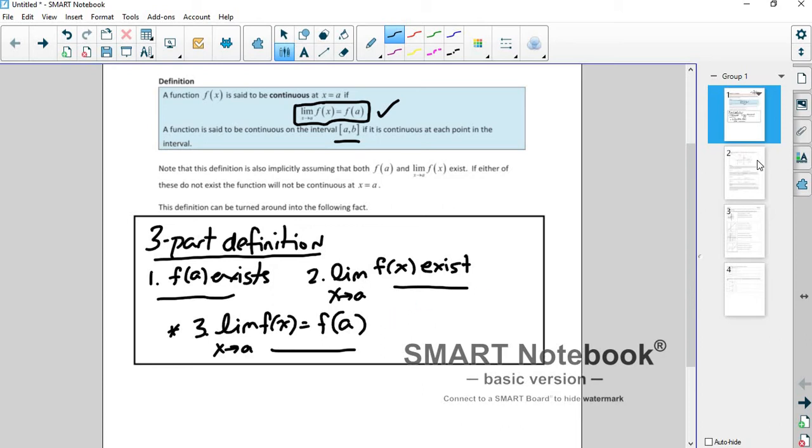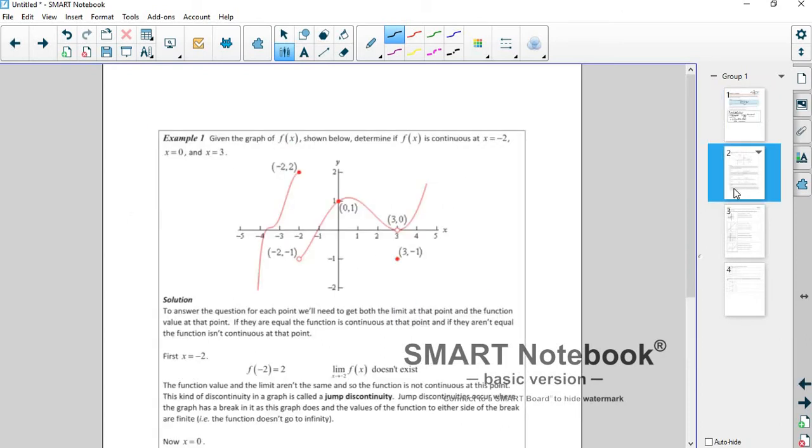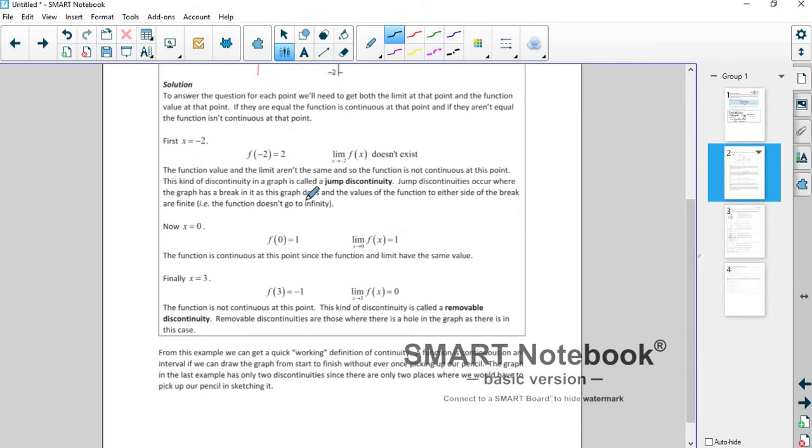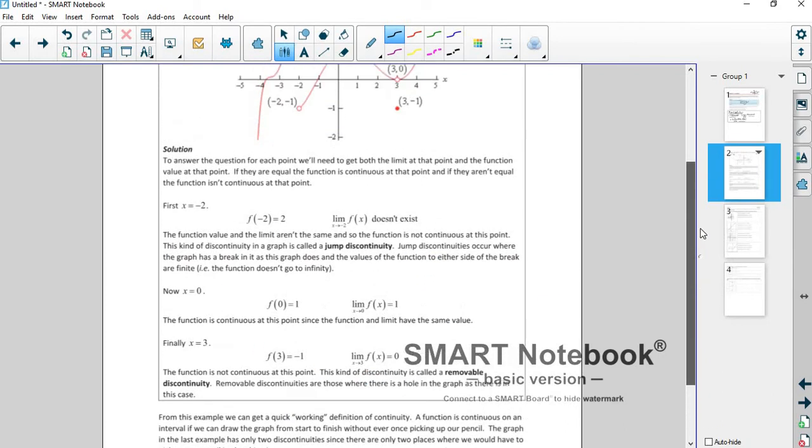Okay, so let me show you what I mean by this. Let's take a look at an example. All right, here's a graph. I want to determine if the function is continuous at x equal -2, at x equal 0, and at x equal 3. And they do all the work for you, and you can kind of scroll down through this and read all of this work here. But I'm going to go back up to the graph and just talk you through it. Okay, so if you need to copy this down, or again, as always, I will save these video notes, and so you'll have this available.